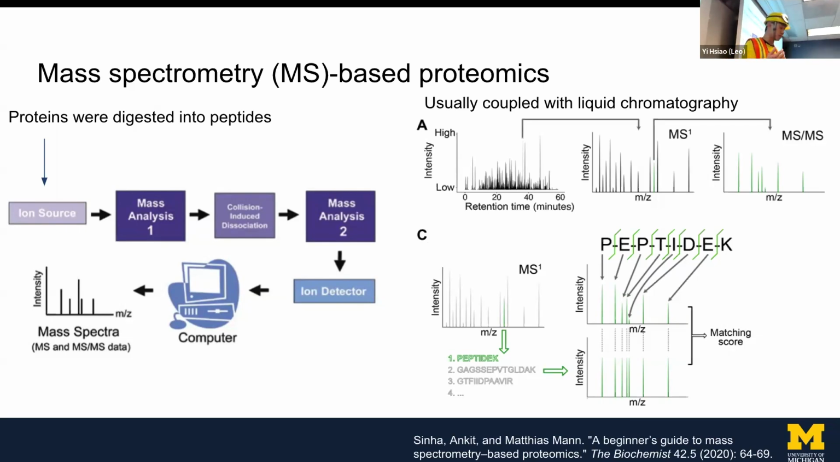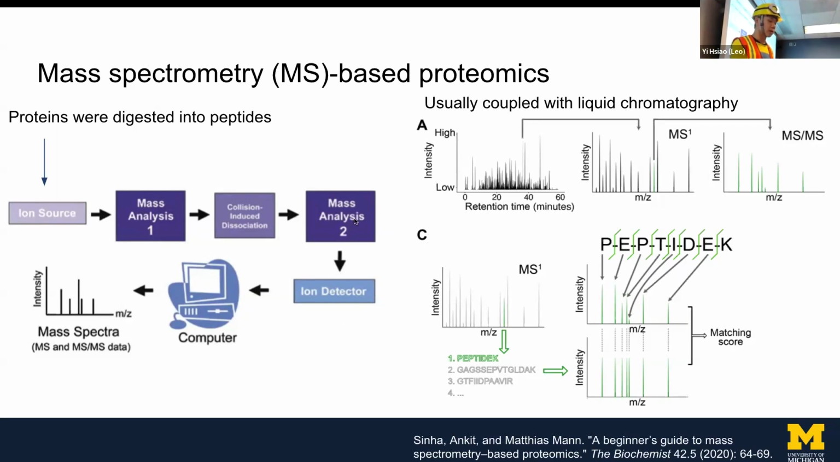But the general principle is, when you have a protein sample, you digest it into peptides because that's a unit we can quantify, and then it goes into an ion source, and this ion source puts those peptide ions into the mass spec, and we use more than one mass analyzer to really get a protein quantification. Those peptide ions go to mass analyzer one, are further fragmented and put into a second mass analyzer, and then we get a detector, and that's what we call the mass spectrum.